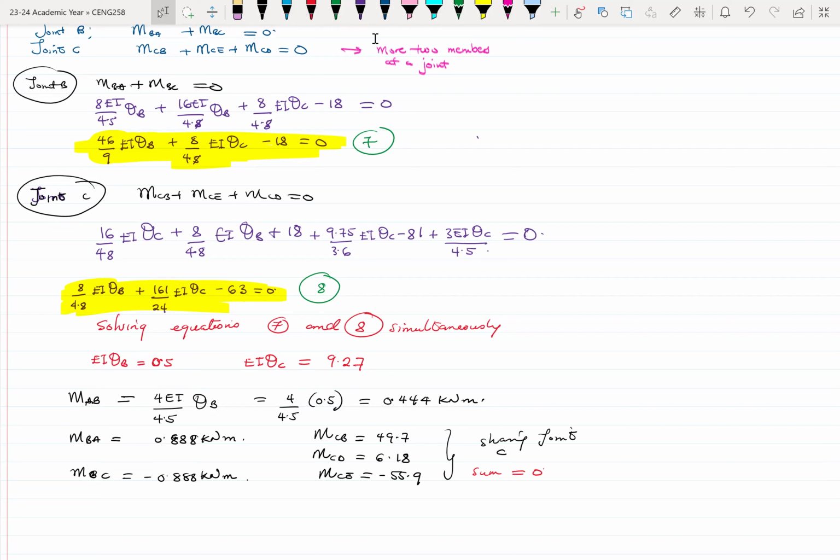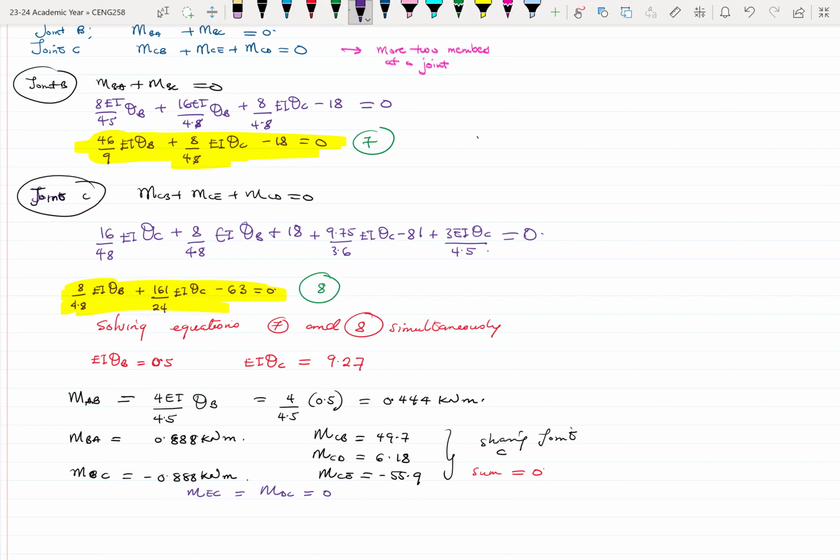So it means that my 49.7 plus my 6.1318 minus 55.9 should give me 0 or something very close to 0, right? So if you get it and everything is close to 0, then it means that you're on the right path, okay? And please take note, we also had that MEC was equal to MDC, that was 0, all right? So those were also part of whatever we had.